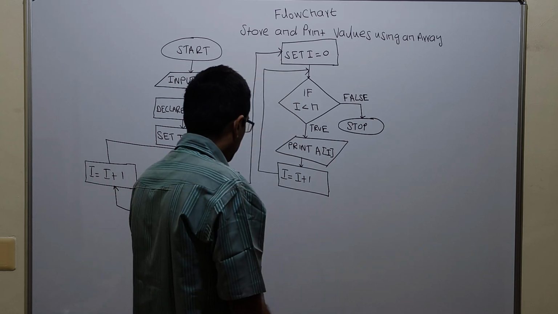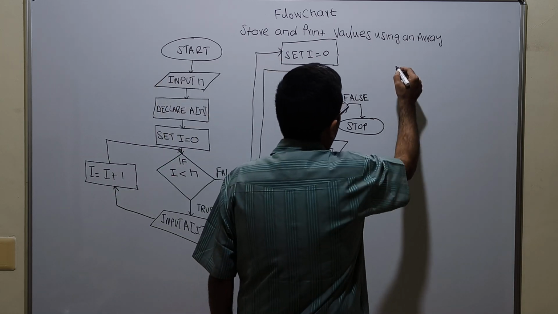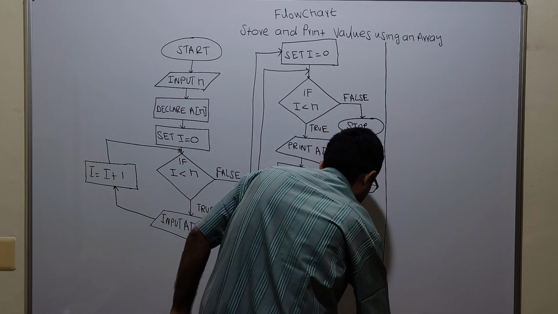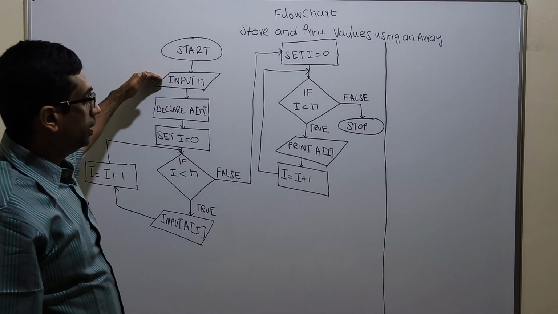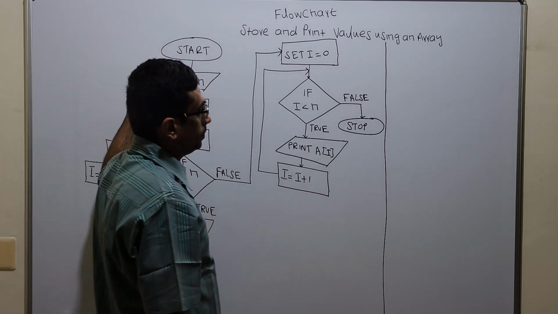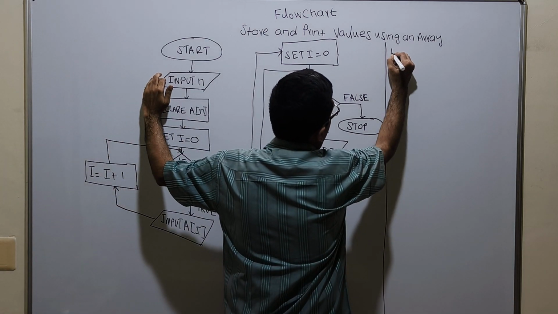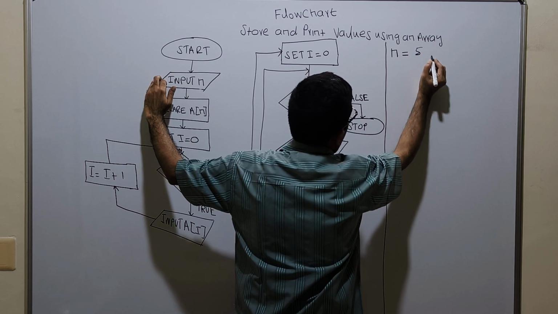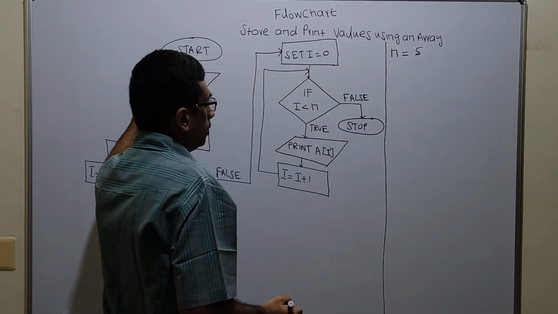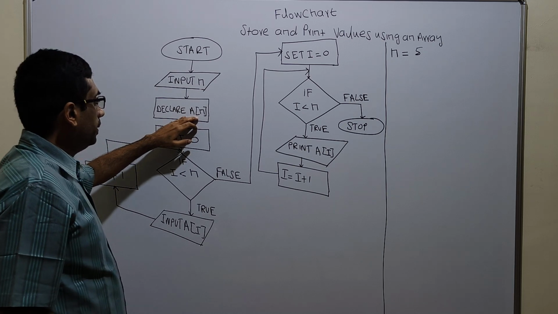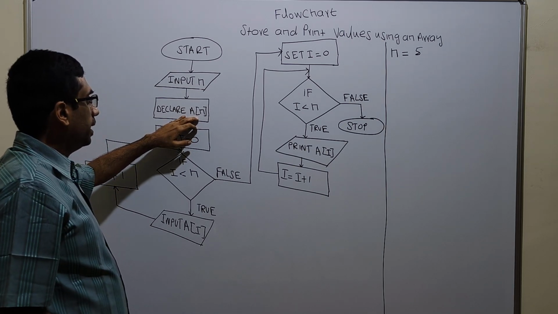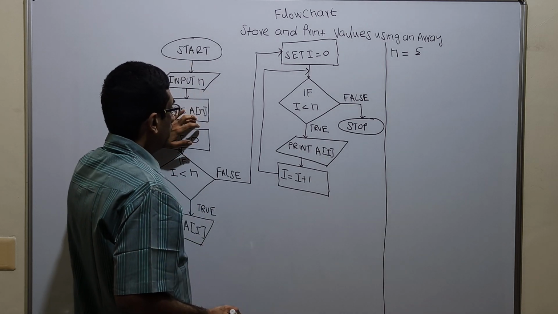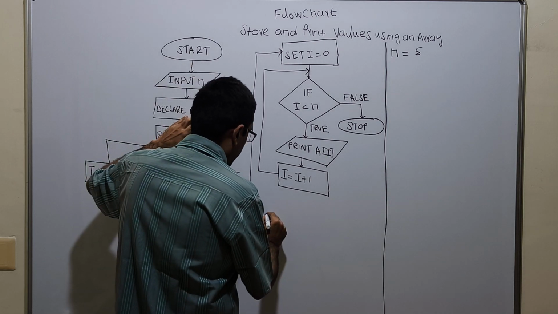Now we will take a sample input and check how this flowchart works. So here input n, my input n equal to 5. Okay, we declare a of n. My array size is a of n. That means the index positions will be created from 0 to n minus 1, 0 to 4. An array will get created.